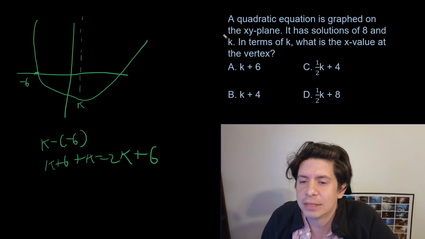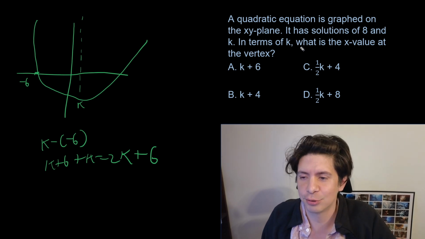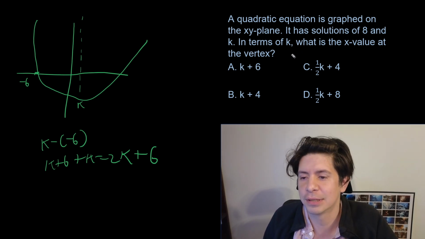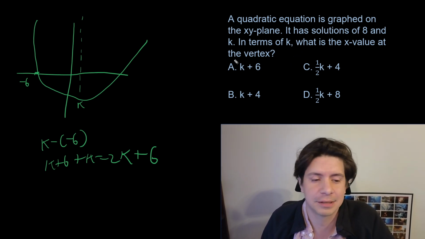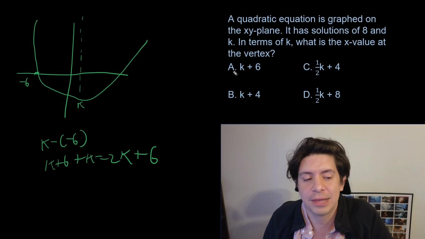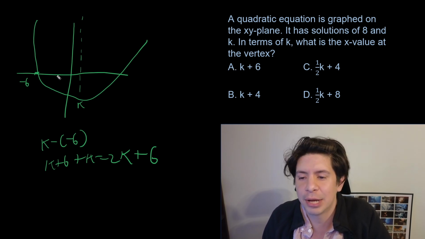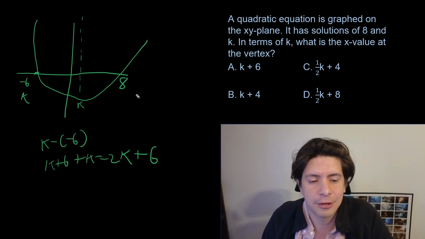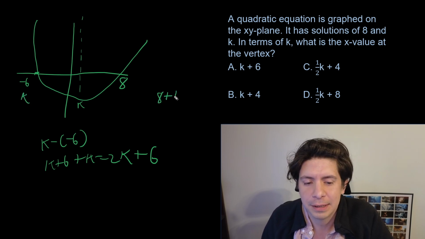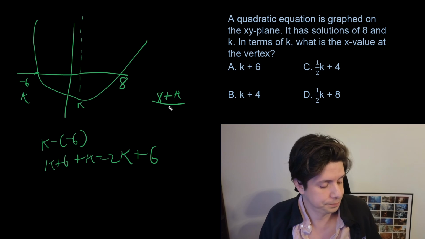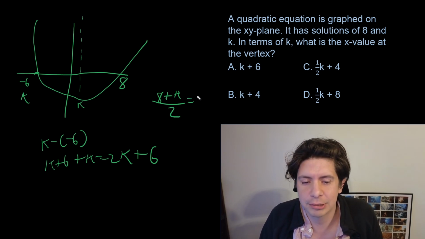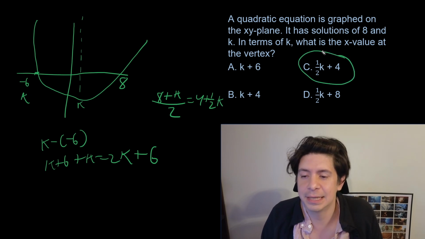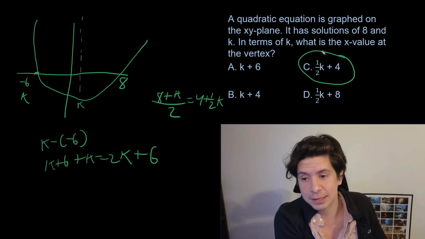A quadratic equation is graphed on the xy plane. It has solutions of 8 and k. In terms of k, what is the x value at the vertex? So the x value at the vertex will be the average of the two values. So here we would have 8 at one value, let's say, and then k at this value. We would add them together and divide by 2. So our answer would be 4 plus 1/2 k. And that is C. And then I'll show you one more way it's done.